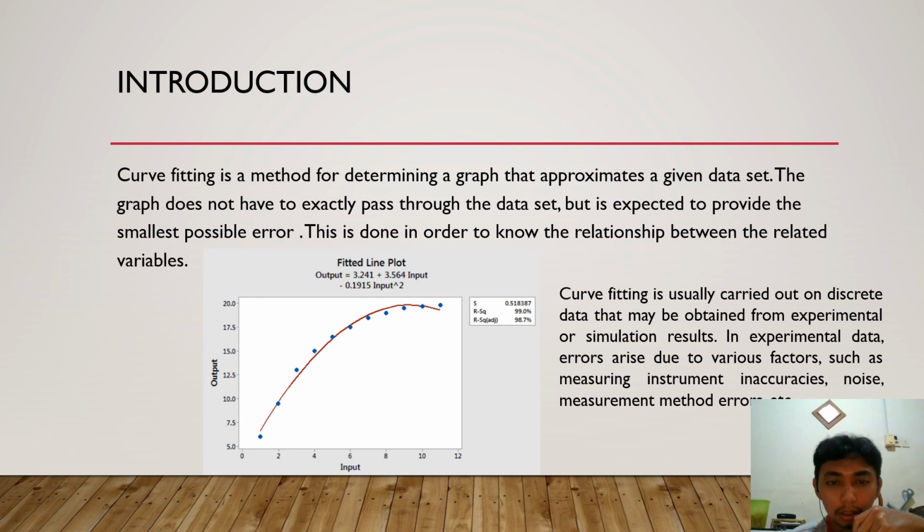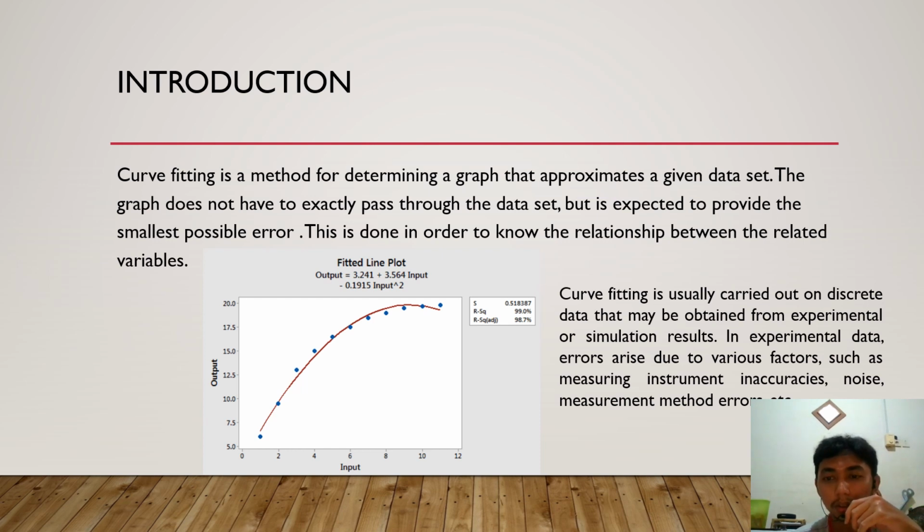For example, in this graph, we can see that the approximate graph does not exactly pass through the dataset. If we take a look at the last data point, we can see that it's not passed, but overall, if we count the error of the dataset, it gives the smallest possible error.